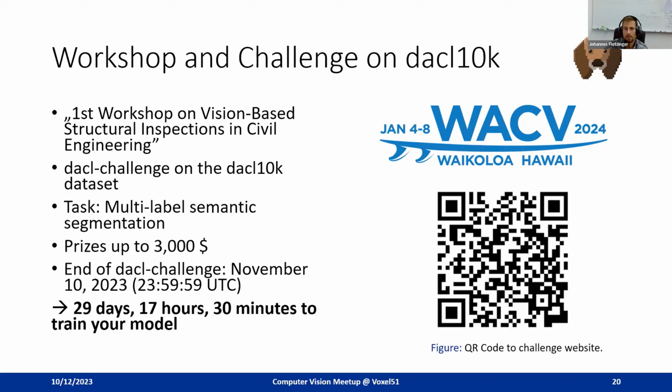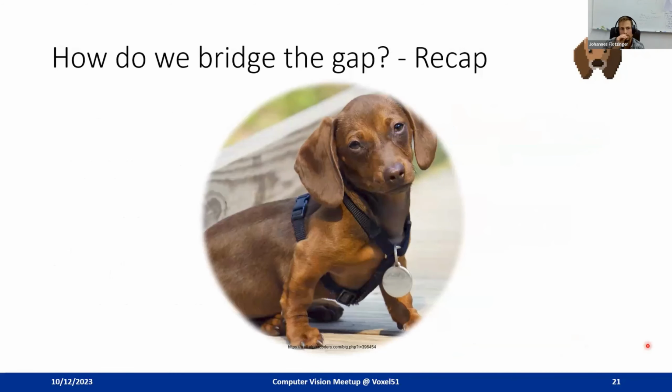And there's still plenty of time left for training models. To be exact, you have 29 days, 17 hours, and now 21 minutes, I guess, left to train your model. Just scan the QR code on the right side to get to the challenge website. We include prize money. In total, we have $6,500.